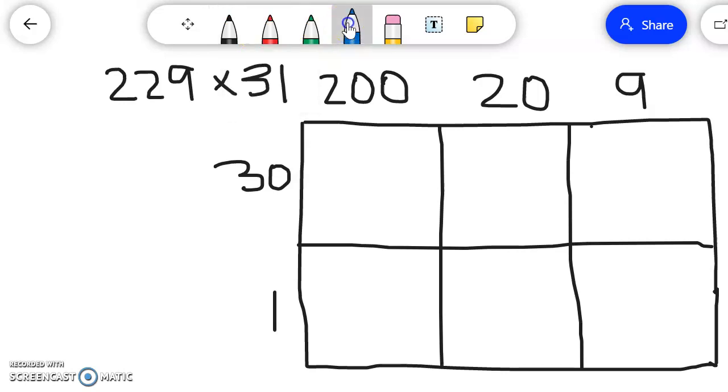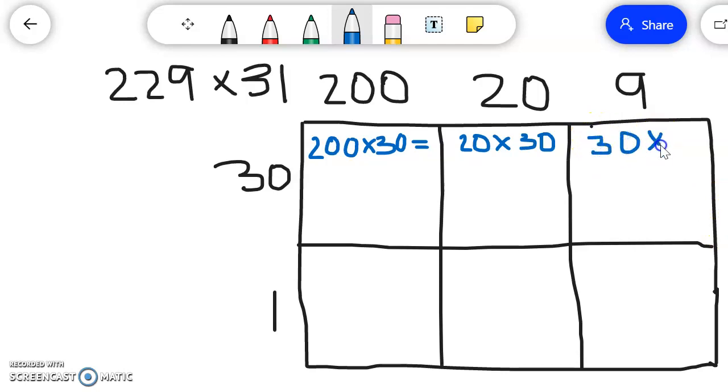Now I'm going to use the distributive property of multiplication to set up my equation for every box. So my first box is 200 times 30. And I put my equal sign. My second equation, I'm going to distribute the 30 to the tens place, would be 20 times 30. And my last equation, when I distribute the 30 to the ones place, is 30 times 9. So now I have all 3 of my equations for the 30.